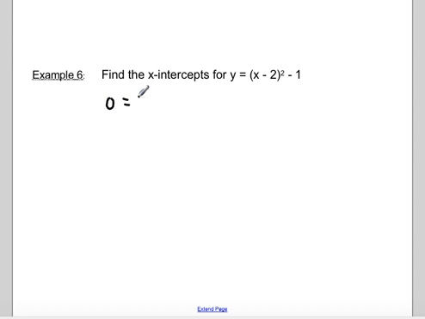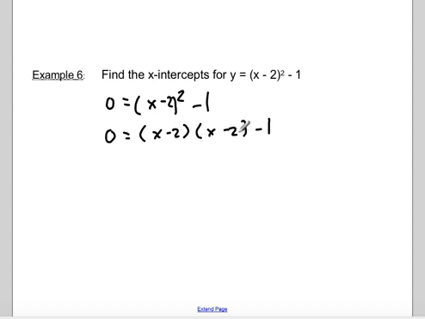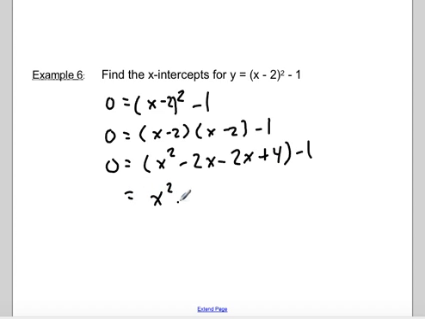Put a y value there of 0. And probably want to go ahead here and just FOIL this out. x minus 2 squared means x minus 2 times x minus 2. If I FOIL that out, x times x is x squared, x times negative 2 is negative 2x, negative 2 times x is negative 2x, and negative 2 times negative 2 is plus 4. Then I can combine like terms, so I get x squared minus 4x, and then 4 minus 1 on the outside, which is 3.